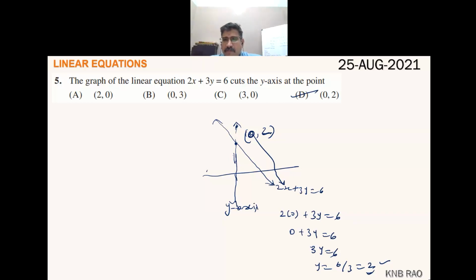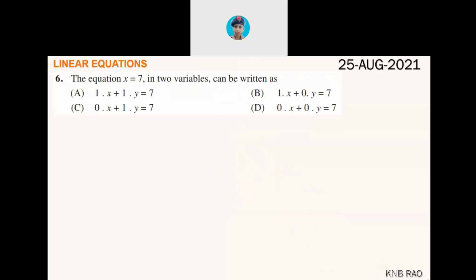Children, very, very important: the logic, if you understood, cuts the y-axis means lies on the y-axis. Okay, lies on the y-axis. That's an important point. Next, moving on to question number 6. Easy, simple question.